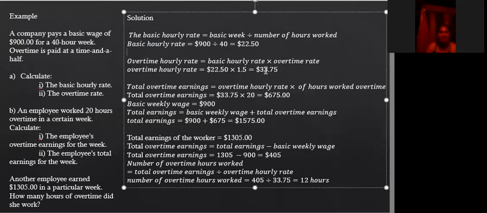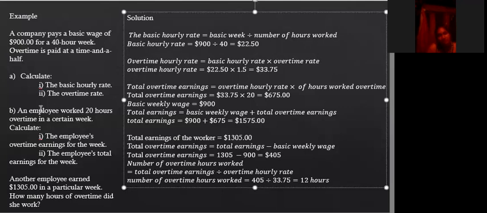So the basic time and a half, 1.5. That is 1 hour and a half? Yes, 1.5 hours. Remember, overtime is calculated at time and a half, time and a quarter, and double time. You simply convert that into decimals. Time and a half is 1.5, time and a quarter is 1.25, and double time will just be 2.